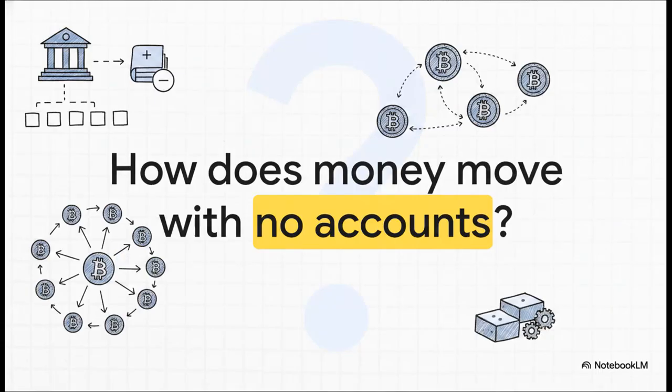In legacy finance, a bank keeps a centralized ledger of your account, and they just update the database numbers when you spend. But how does money actually move on a decentralized network when there are literally no bank accounts? If you assume you have a traditional account balance, you're definitely in for a surprise.